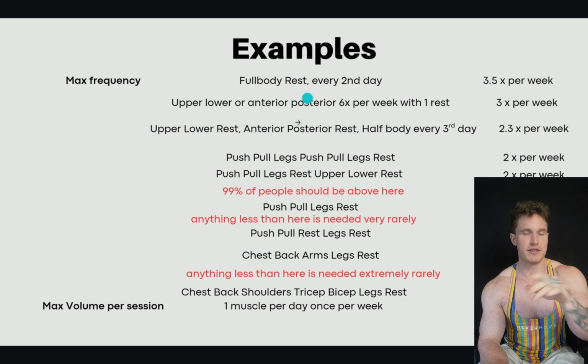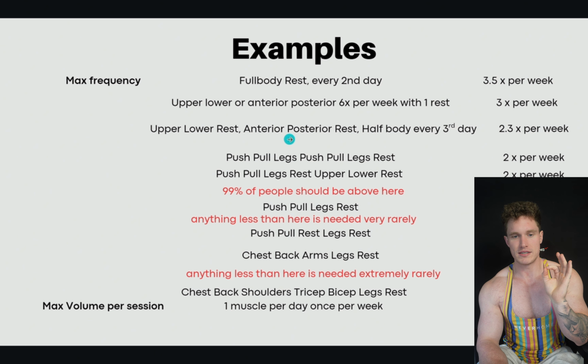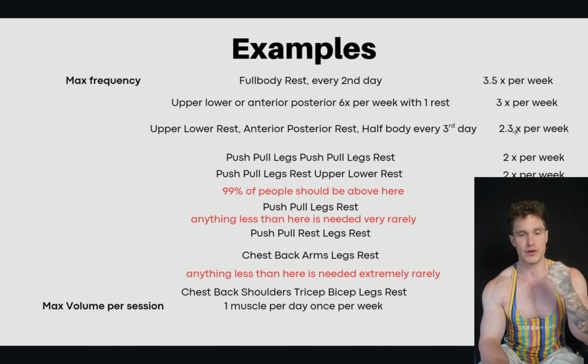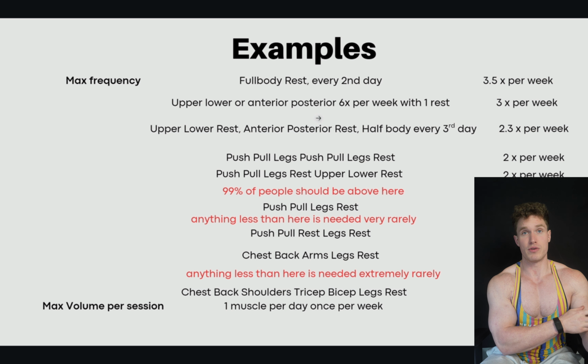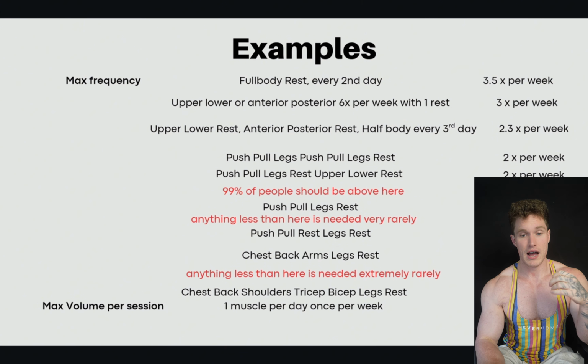I'll just go with the upper lower. Anterior posterior is the same thing, but just front and back of the body instead of upper and lower. But upper lower rest, now it's every third day, so it's 2.3 times a week on average. But you could possibly do a little bit more volume because you've got that extra day off, as well as the entire system being a little bit more rested because that entire day is actually having a break.